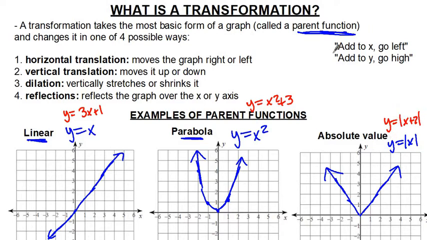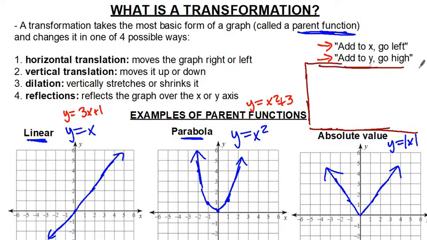Okay, the way to remember these first two translations, the horizontal and vertical, is with this little saying right here. Add to x, go left. Add to y, go high. So what does that mean? I'll give you a simple example, and then, like I said, I'll show you some actual graphs that are neater than the ones that I'm drawing, so we can follow this. So here's what we mean.